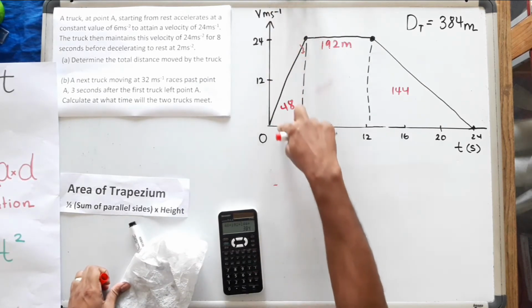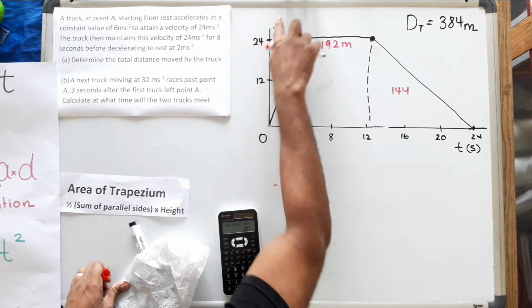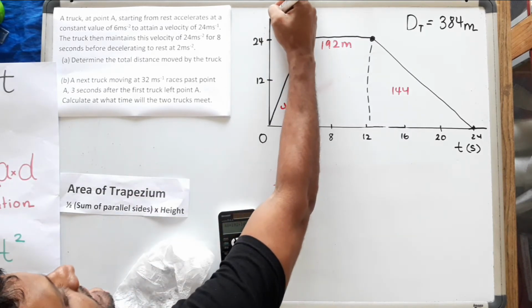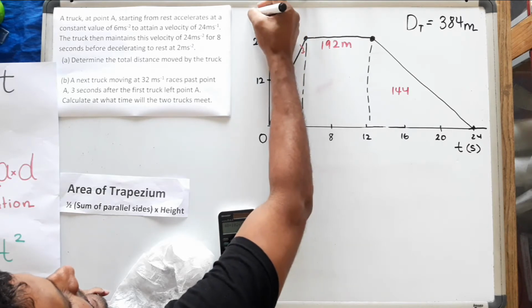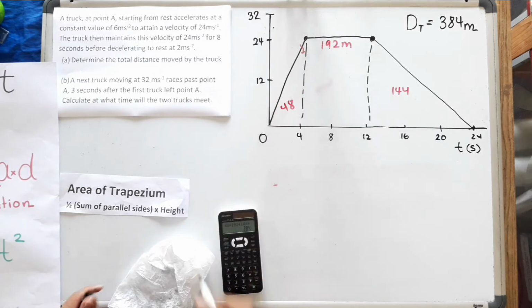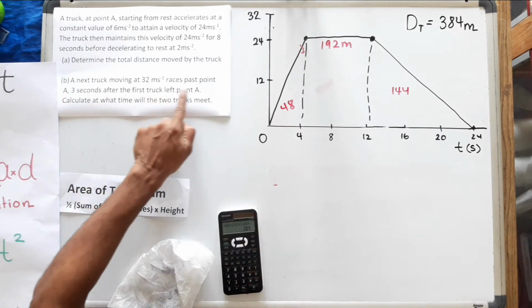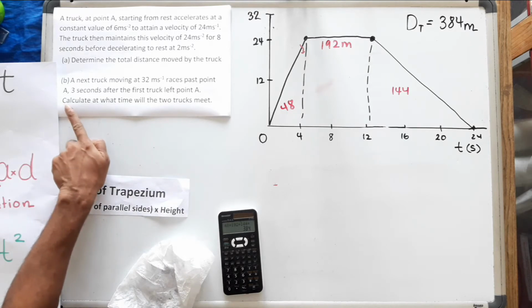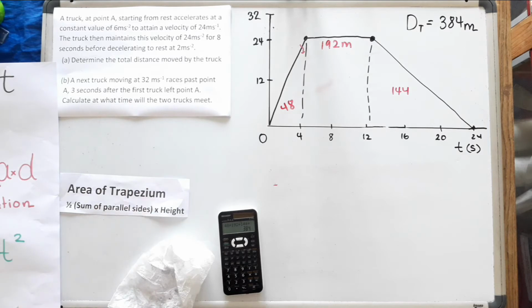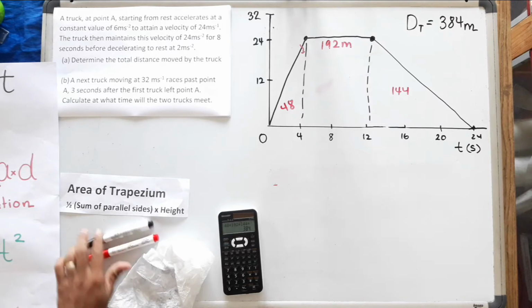Well, you know this axis here is velocity. So I'm just going to erase that. And I'm just going to put this up. That's drawn to scale, but over here is going to be 32 meters per second. Right. So our next truck races past point A 3 seconds after the first truck has left point A. Calculate at what time will the 2 trucks meet.